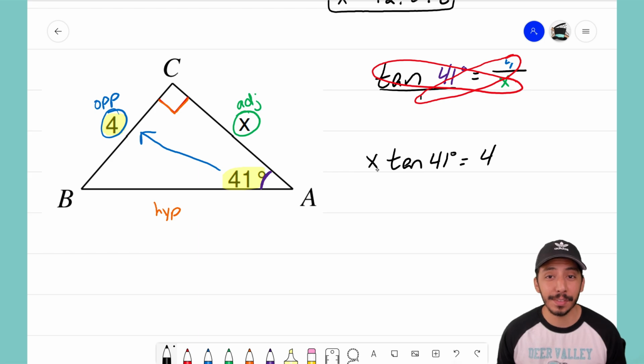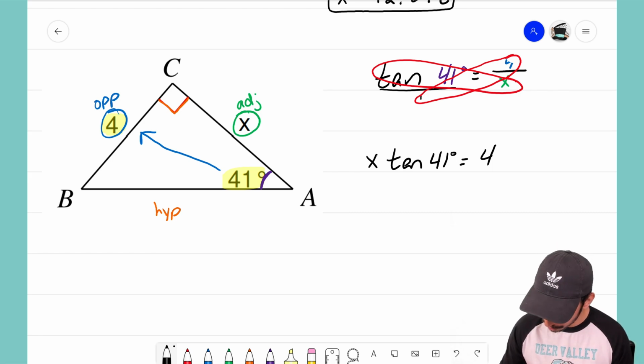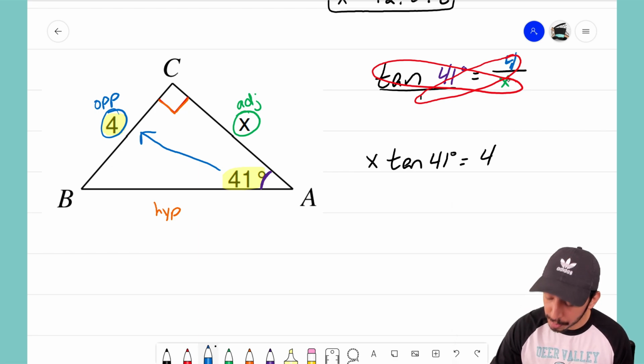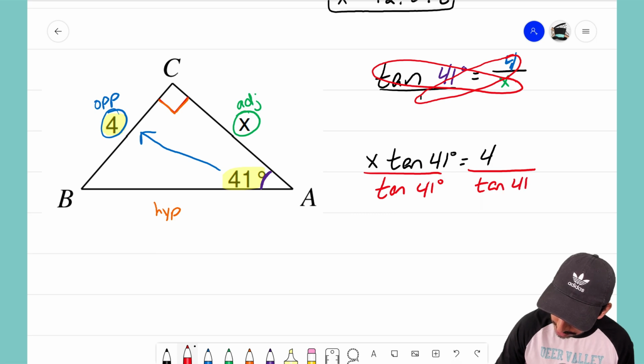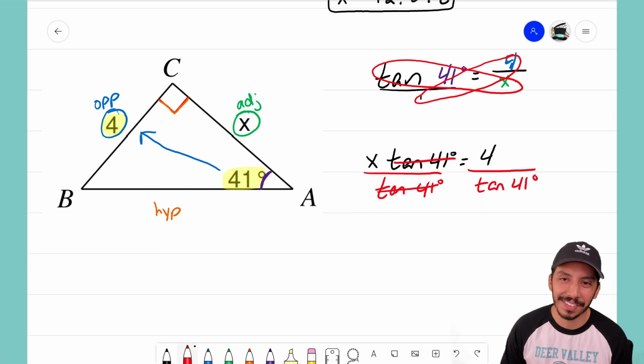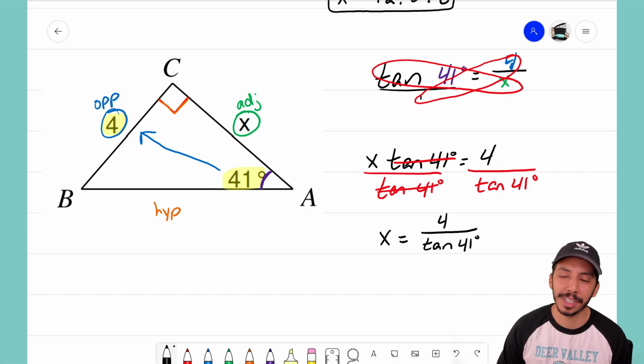Again, I want to isolate for x. X right now is multiplying by tangent of 41 degrees. Just like with the other problem, I need one extra step since my variable was all alone here on the bottom of that fraction. So I want to remove tangent of 41 on both sides by dividing by tangent of 41 degrees. I do that, the tangents on the left cancel out, and I'm left with x equaling the quantity 4 divided by tangent of 41 degrees.